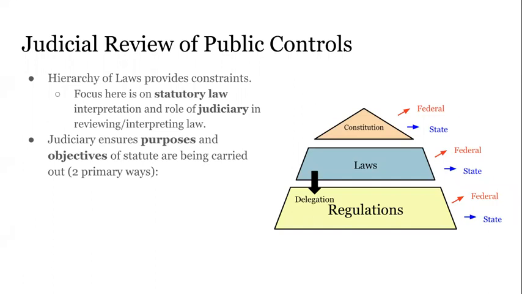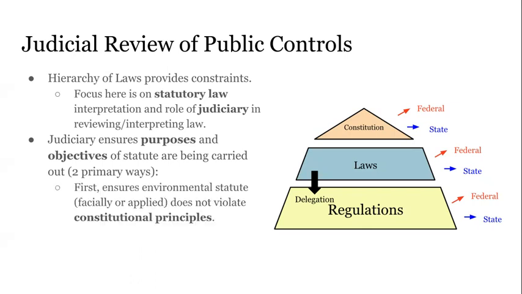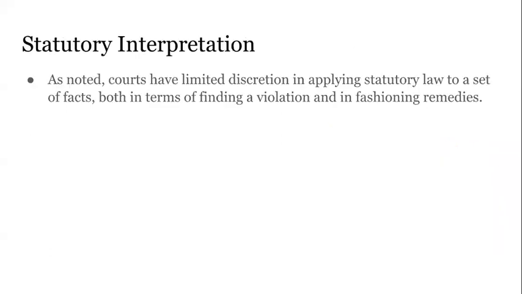The judiciary ensures the purposes and objectives of the statute are being carried out in two primary ways. First, it ensures that the environmental statute, facially, as it is written, or as it's being applied under a particular set of facts, does not violate constitutional principles. It's effectively what we were just saying here. And also, the court applies an established framework of statutory interpretation. So we get the constitutional principles from our hierarchy of laws, we just examined that. And then the second is that the court must apply an established framework of statutory interpretation. So what does that framework look like?